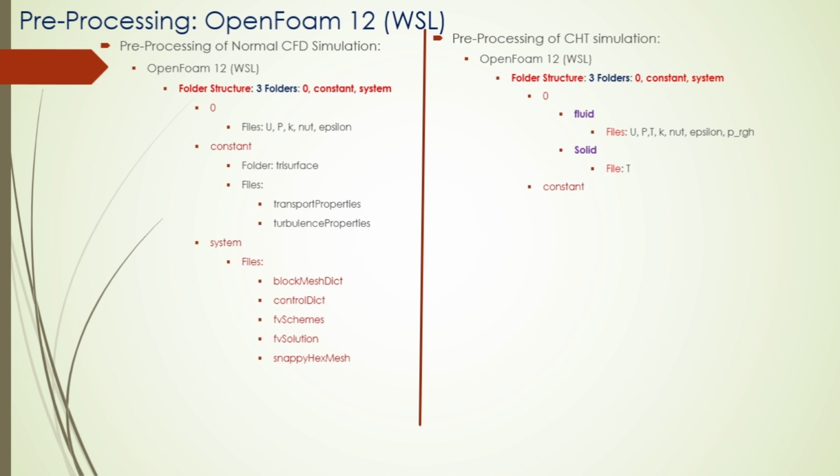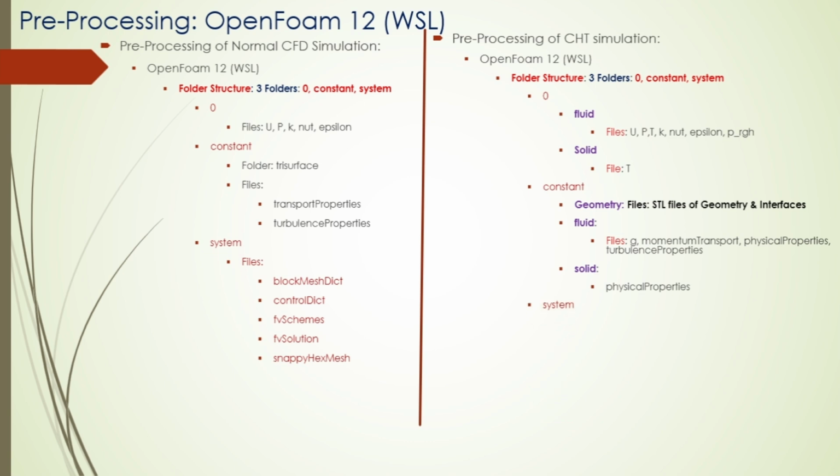The next folder is constant. Here too, you have three folders. One is geometry, where all the STL files are listed. The second folder is fluid. In this folder again, the details of momentum transport, physical properties, turbulence properties, radiation properties, gravity, and other details are provided. In the subfolder solid, the details of physical properties of the solids are provided.